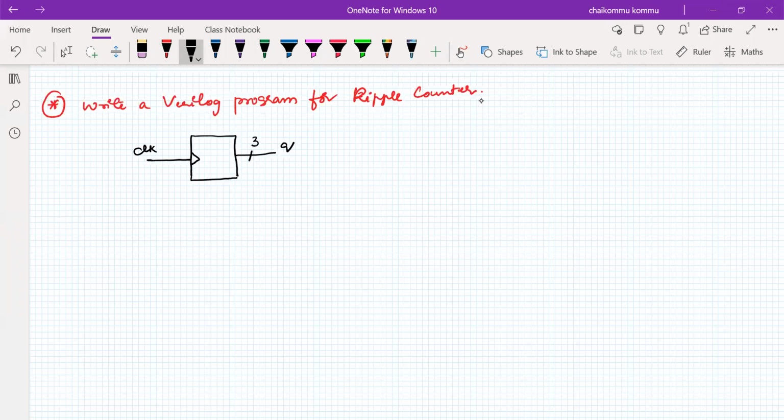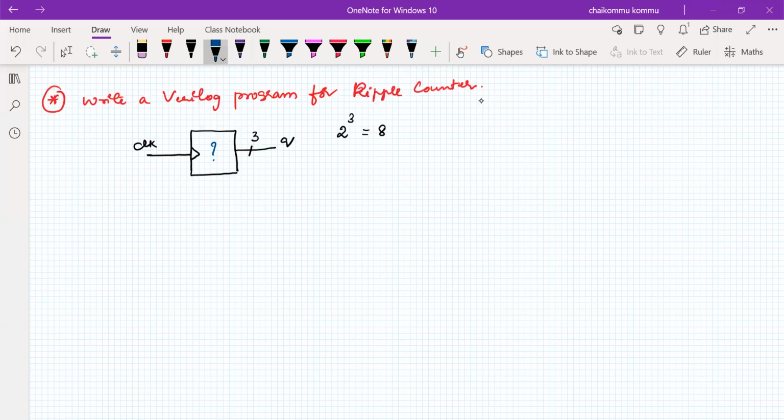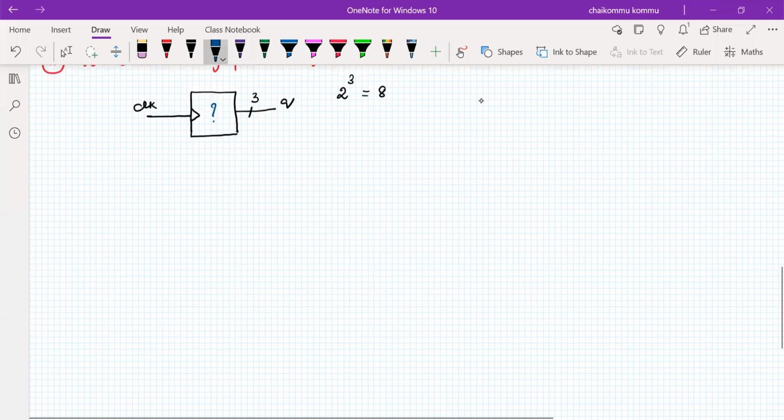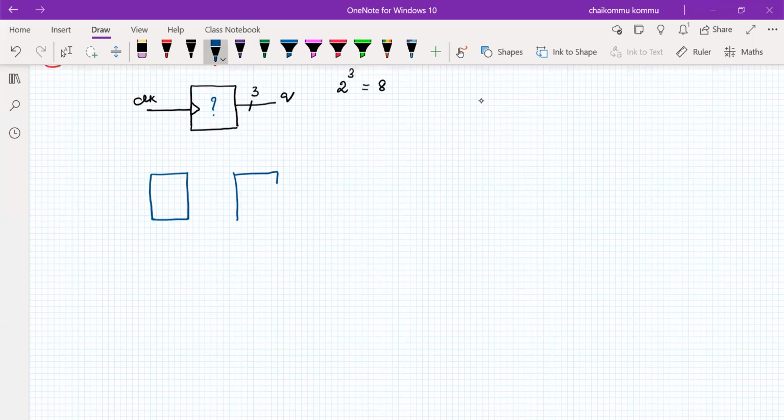So with 3 bits it can do 8 counts. Whatever the size of Q is will be written at the top of this one. Therefore, that value will give you the number of counts. That means 8 clock pulses it can count. So the question is, what is inside of this counter? Generally, we use T flip-flops for ripple counters or asynchronous counters. Ripple counter or asynchronous counter, one and the same. So we have a counter something like this.